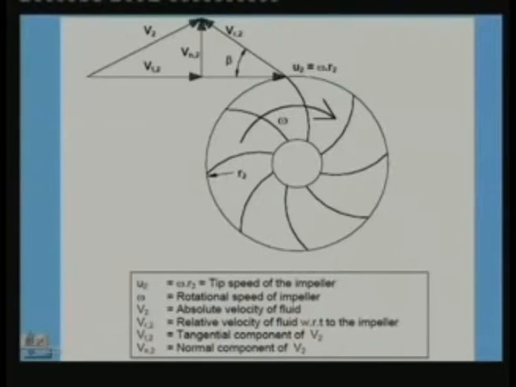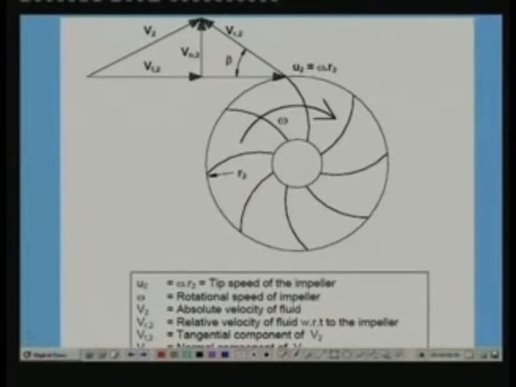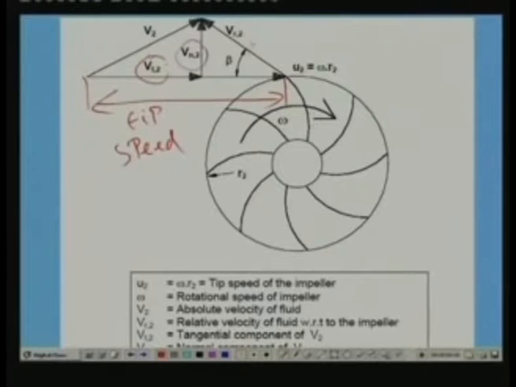So this is the picture I have shown you in the last lecture. We have the velocity diagram here, and as I have explained, U2 is your tip speed. I have defined all these things, and in fact these are repeated here. Vt2 is the tangential component of refrigerant at the exit of the compressor, Vn2 is the normal component, Vr2 is the relative velocity, and V2 is the absolute velocity.